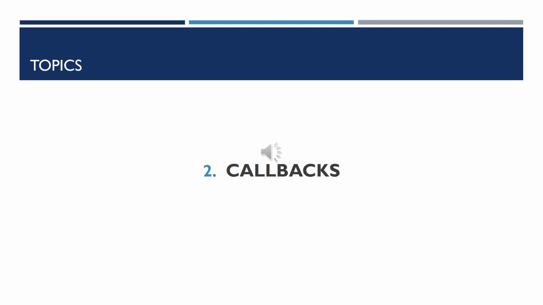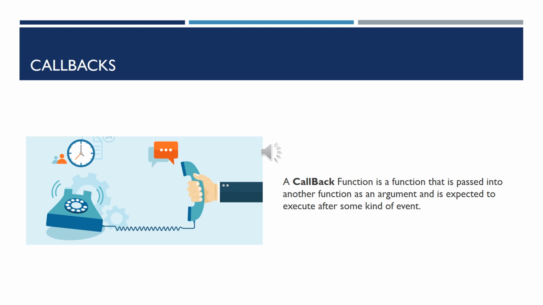Topic: callbacks. A callback function is a function that is passed into another function as an argument and is expected to execute after some kind of event. The purpose of the callback function is to inform a class, sync or async, that some work in another class is done. This is very useful when working with asynchronous tasks.